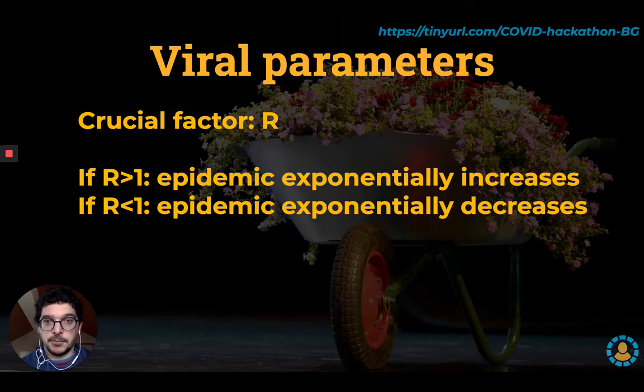So the first parameter I would like to talk to you about is this reproduction number, which is essential in epidemiology. It's the average number of people that would get infected by one person. So this R0, sometimes called R naught. So if R is greater than 1, you have an epidemic on your hands that is growing exponentially, because each person will infect more than one person on average, which in turn will infect more than one person on average, and so on and so on. If R is less than 1, then the epidemic is exponentially decreasing. The situation is much better.